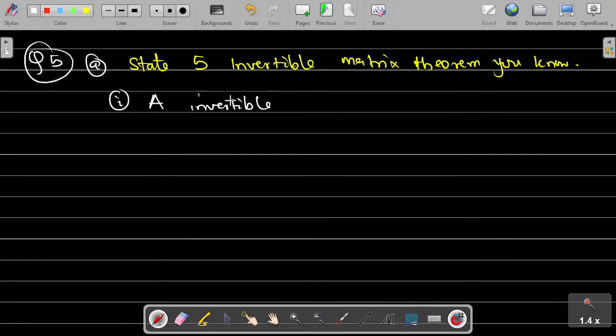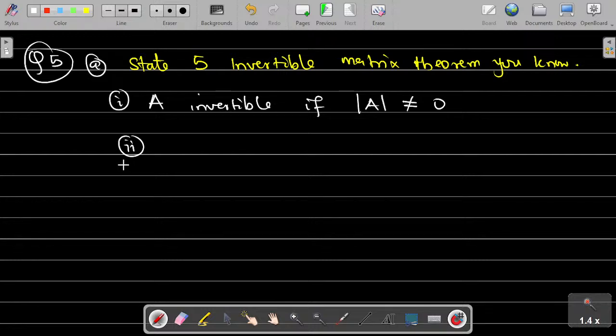A is invertible if the determinant of A is not equal to 0. So this is the invertible matrix theorem. That tells us that for a matrix to have a determinant that is not 0, that particular matrix must be invertible.